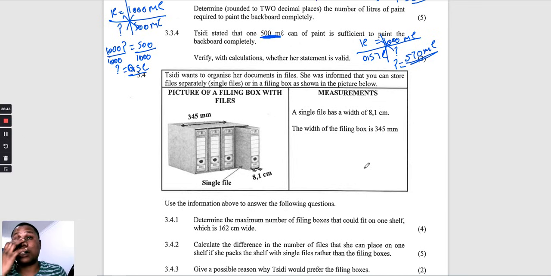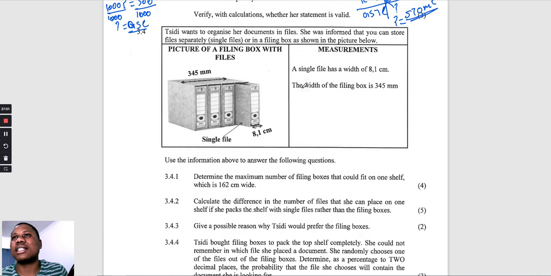Let's proceed to 3.4. Tilly wants to organize her documents in files. She was informed that you can store files separately, as single files, in a filing box as shown in the picture below. Okay, this is the picture of the filing box with dimensions.